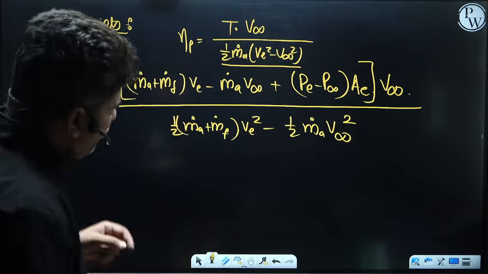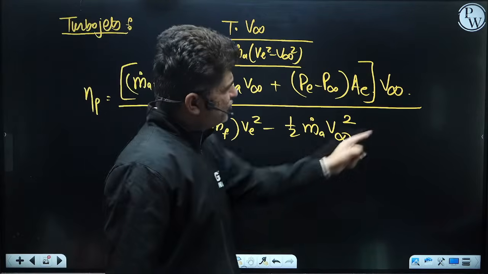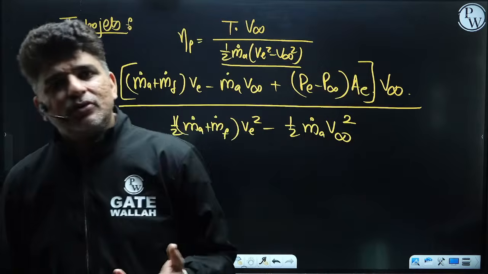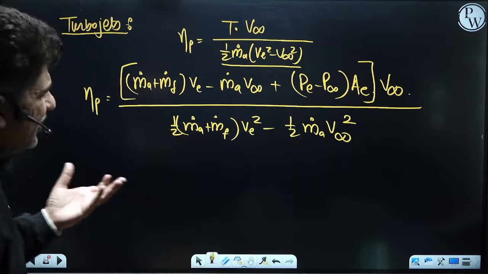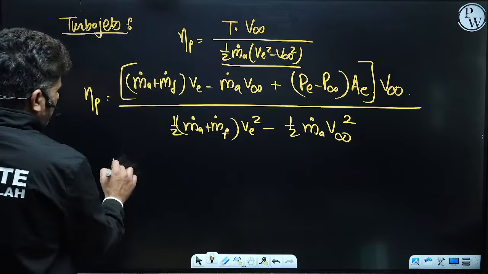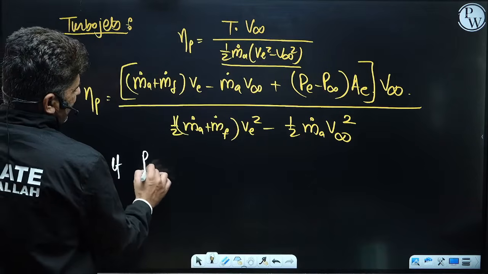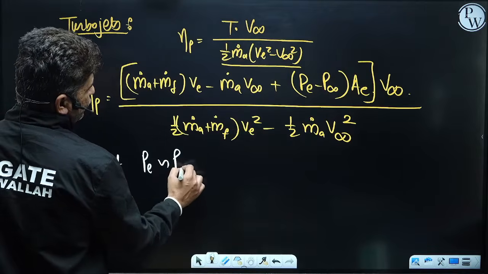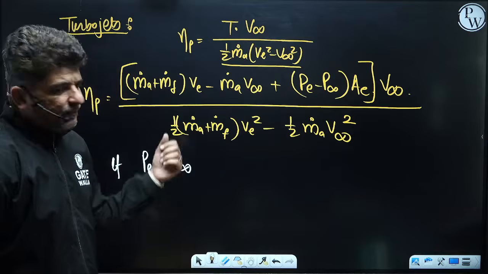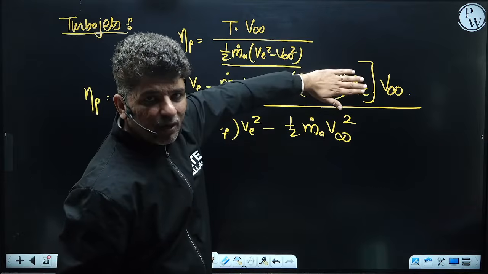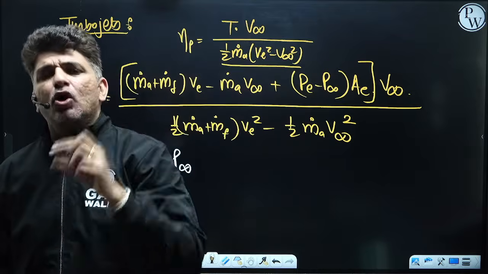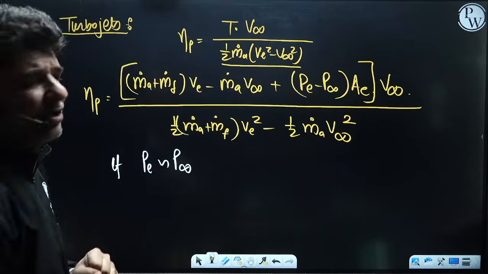But you see, in case of a turbojet engine, not everything can be given to you. So we are going to assume two or three parameters. If we assume that P exit is almost equal to P infinity, then if P exit and P infinity are the same, this term will go away. Generally that happens, since there is a very small thrust generated from the pressure term in the turbojet.